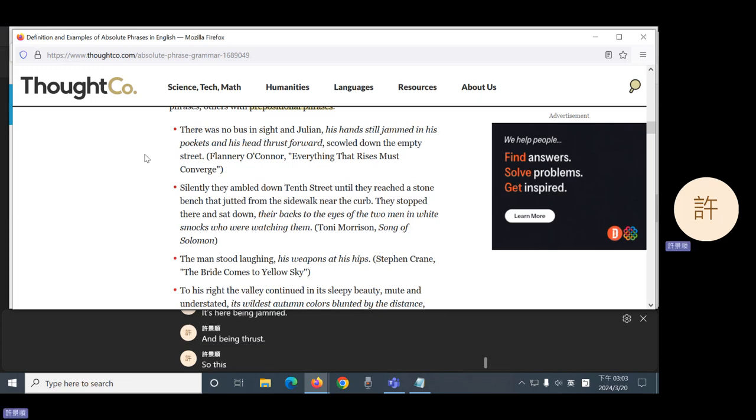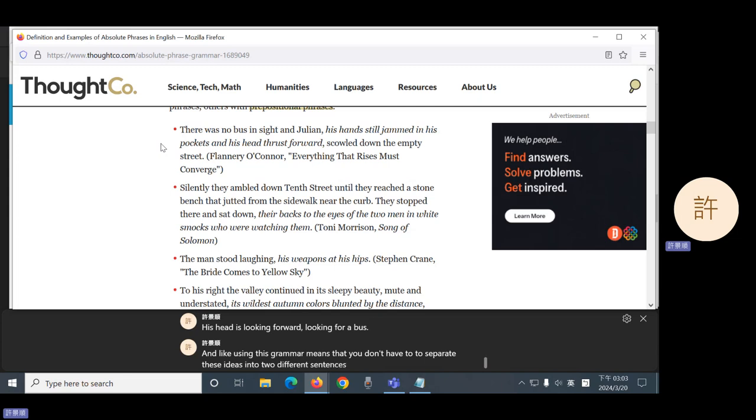So this sentence tells us that Julian is waiting for the bus and he's angry. And the middle part describes what he's doing. His hands are in his pockets. His head is looking forward, looking for a bus. And using this grammar means that you don't have to separate these ideas into two different sentences. You can show that these things are happening at the same time.